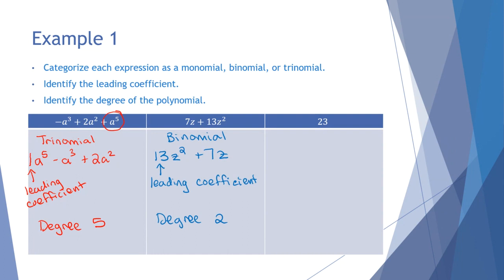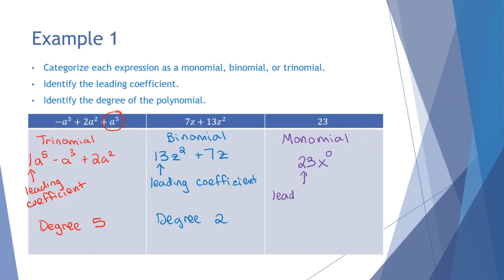And now the last example here is 23. That is one term, so that is a monomial. There's nothing to rearrange here. If I rewrite this, pick any variable, this would be as if you had a variable with a 0 exponent. Basically that means the exponent is non-existent, or the variable is non-existent. So if you write it that way, you can see that the leading coefficient is 23.